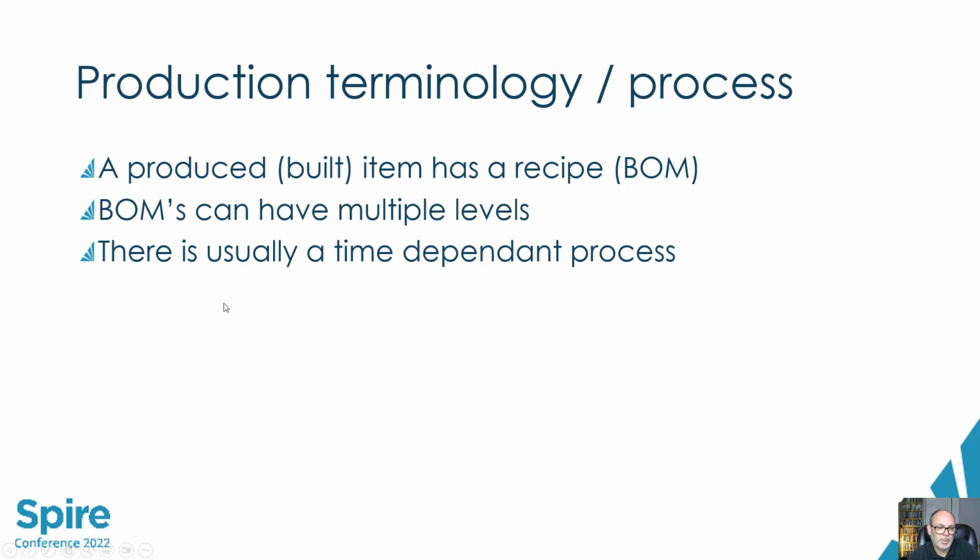There's usually a time-dependent process, and that's primarily the difference between a kit and a bill of material. You can actually introduce your own time dependency with kits, but there's really nothing in Spire that stops a kit from instantly being built as soon as the user attempts to use it on a sales order. But there is nothing in Spire that will automatically invoke the allocation of inventory for a manufactured item when you add it to a sales order. And that's, of course, entirely intentional.